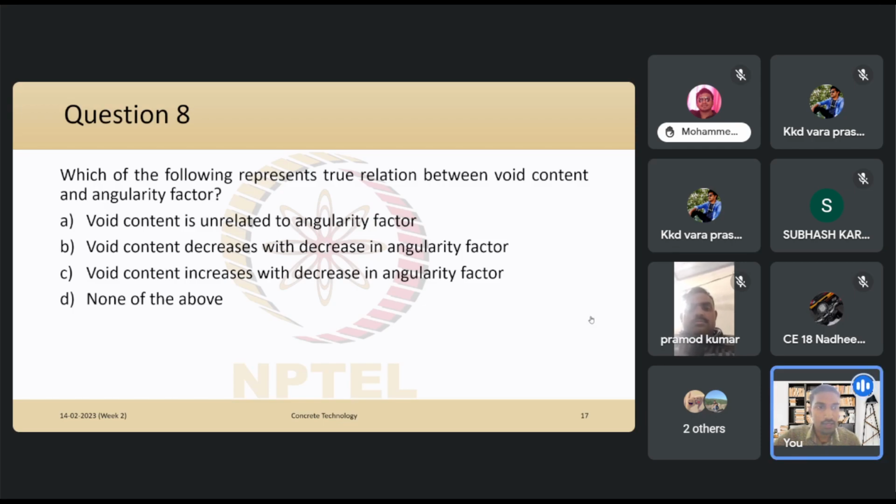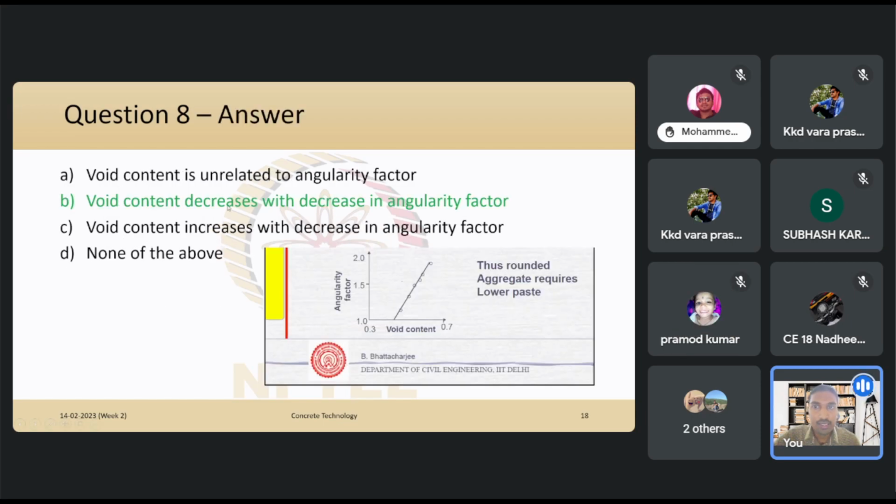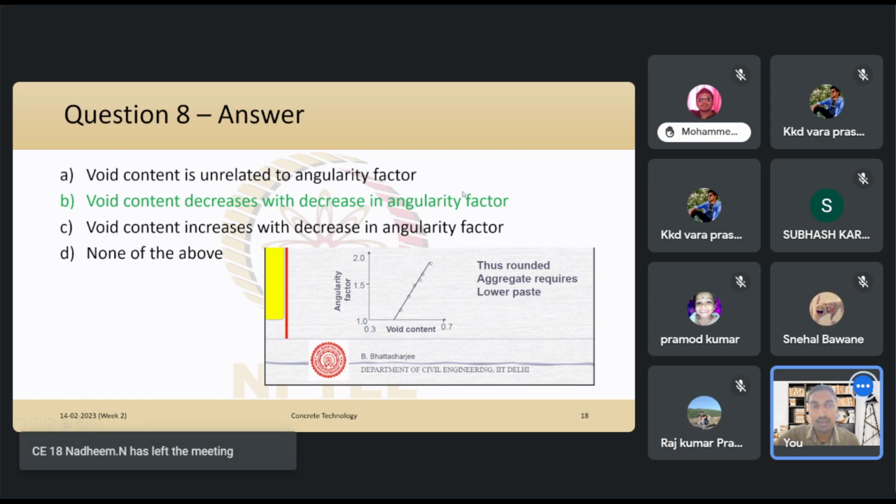Okay, so let's take a look at the answer now. The right answer is option B. Void content decreases with a decrease in the angularity factor. Before we understand why that is the true relation, we need to know what angularity factor is. Angularity factor is defined as the reciprocal of the sphericity factor. But what is sphericity factor? Sphericity factor is nothing but the ratio of the specific surface diameter to the volume diameter.